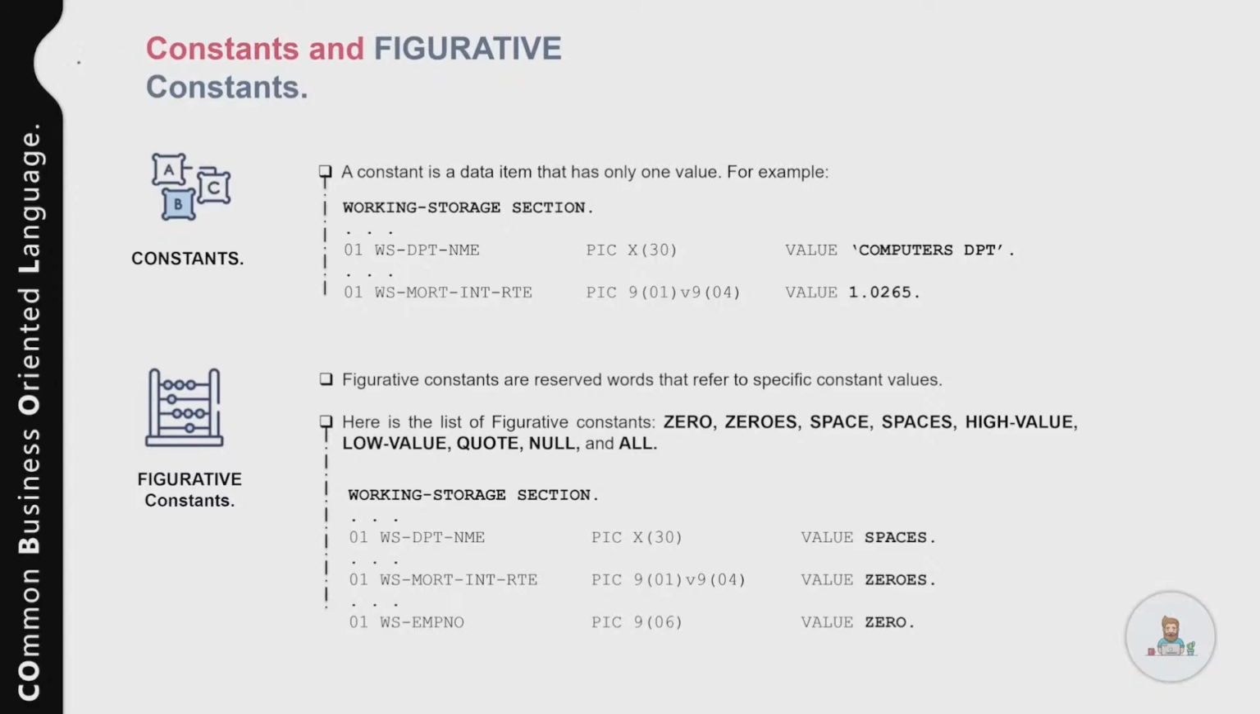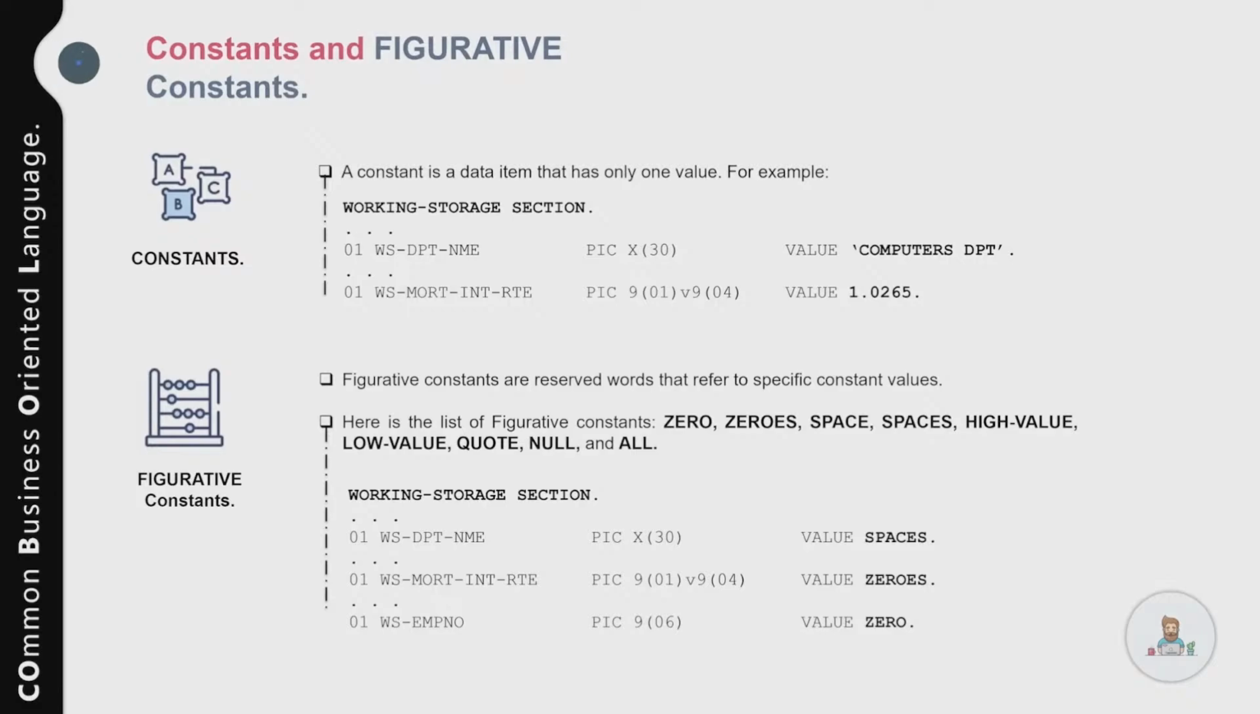So spaces is a figurative constant, and what will happen when you run this program? This particular variable, that is department name, is filled with all spaces. That means all 30 bytes will have spaces as an initial value. And you can very well override the value of department name in your program during the execution. Similarly, you have the mortgage interest rate variable. In this case, I've used the figurative constant zeros. That means all the bytes, that is 5 bytes, will be filled with zeros.